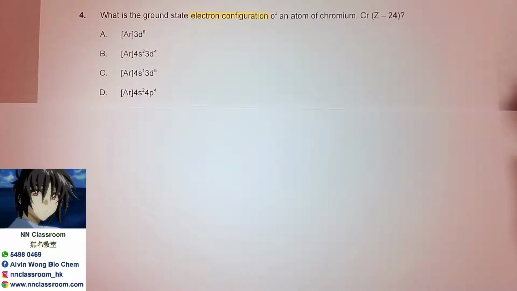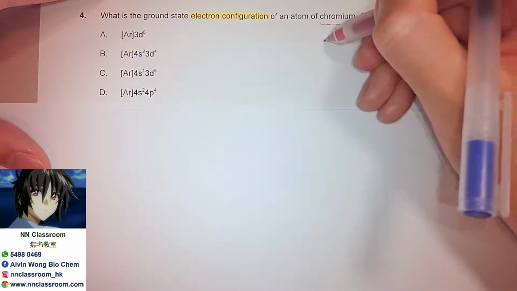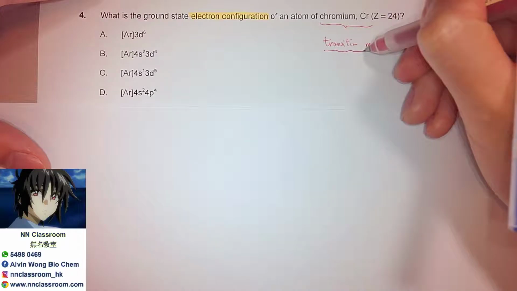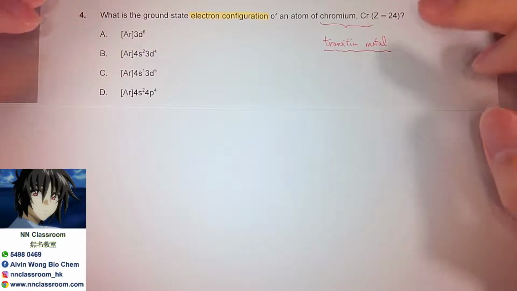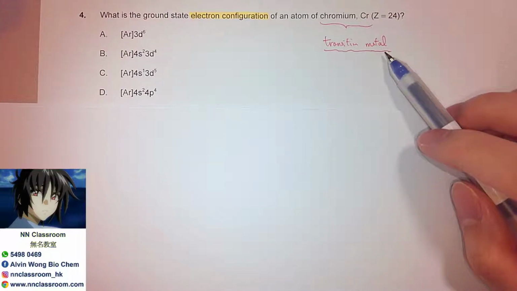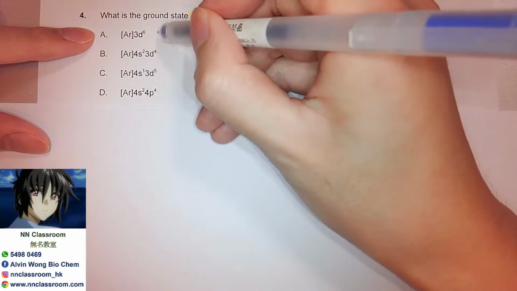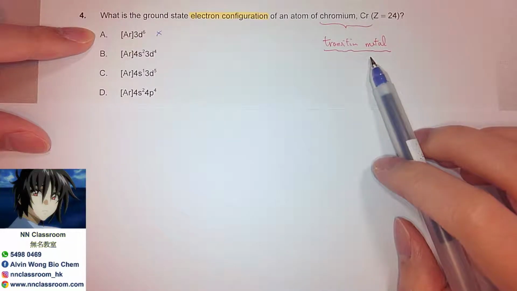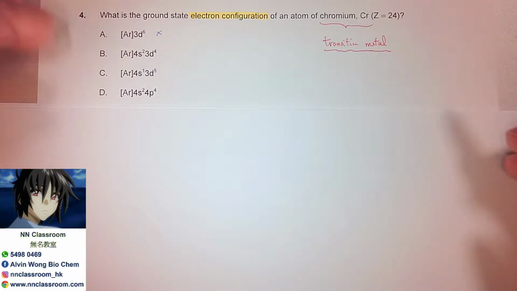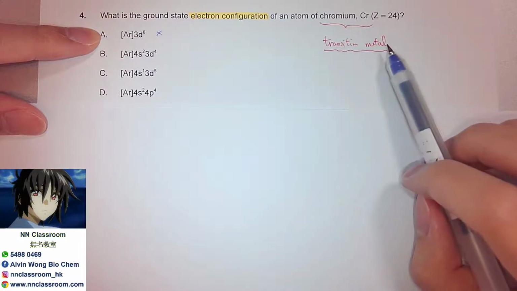The first thing that students should have recognized is that chromium is no doubt a transition metal. And remember what we have mentioned in class, for a transition metal in the ground state without carrying any charges, there must be an s electron, either s1 or s2. So in this case, the first thing that we can eliminate is A, because for a transition element, it must be occupying the outermost shell on the s subshell, either with s1 or s2. So that's why A is impossible, unless it is talking about a transition metal ion.